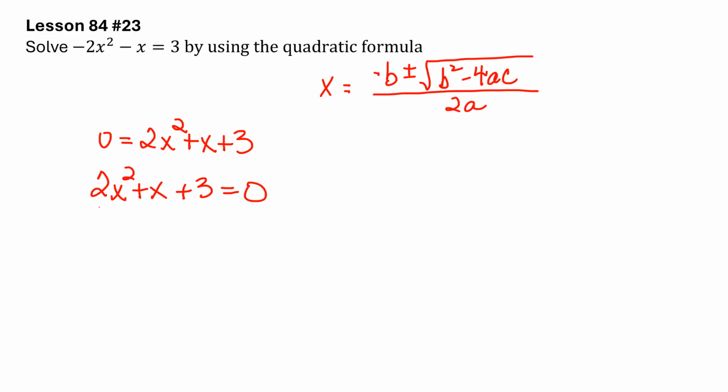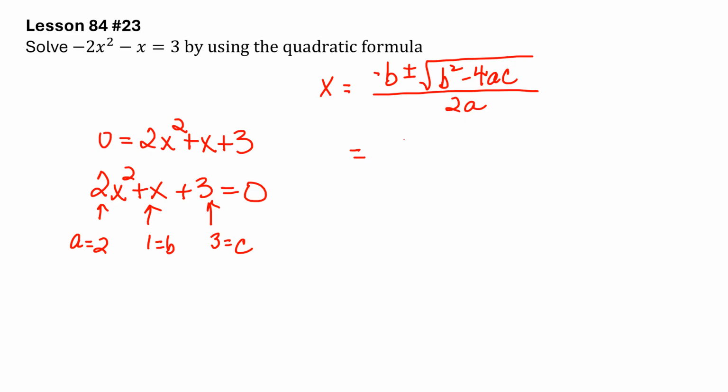Now, my a is the coefficient on x squared, so a equals 2. The coefficient on x is my b, so b is 1. And then my c is the constant, the number that doesn't have an x. So that's 3. So I've got my a, my b, my c. Now all I have to do is plug those values into the quadratic formula.